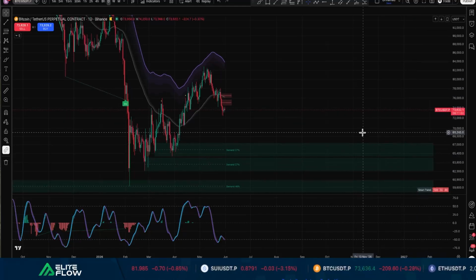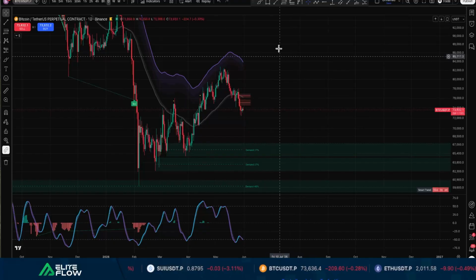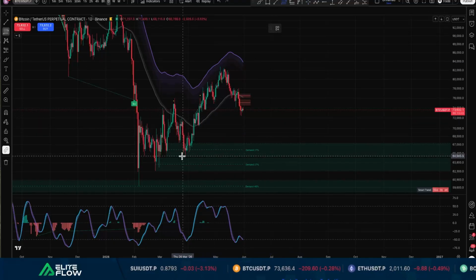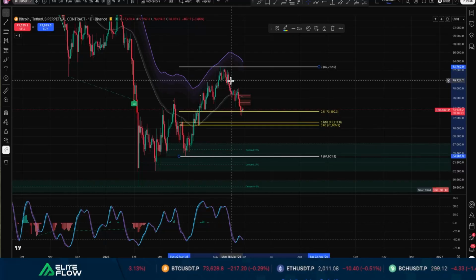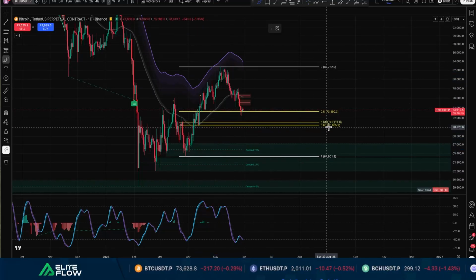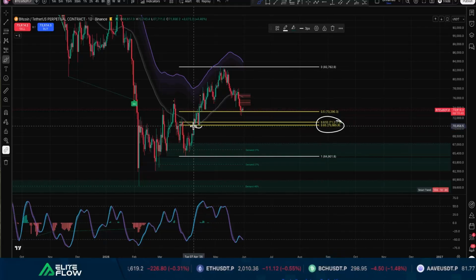If, and that's a big if, we do get that move up. If we don't, we just come crashing down. Cool, fine, don't really care. Fibonacci retracement on this whole impulsive phase up. Okay, look at the 0.618 level. It's just below these liquidity points that look quite interesting.